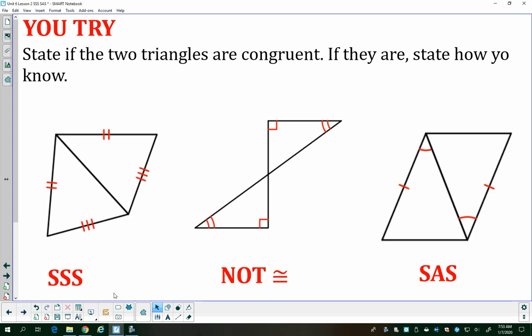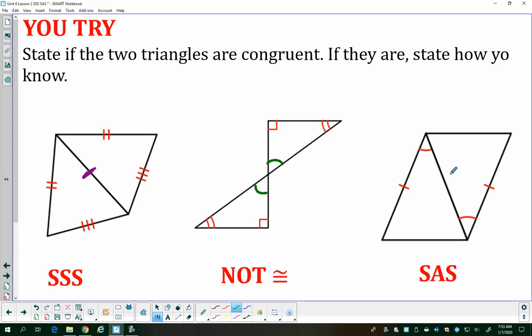So this first one is side, side, side because I can mark these sides congruent because of the reflexive property, and that gives me three pairs of sides that are congruent. In this triangle, I do have vertical angles here, but I don't know anything about the sides in these triangles. I don't have any pairs of sides congruent, and so therefore we would say they're not congruent. Or at the very least, we don't have enough information to say they're congruent.